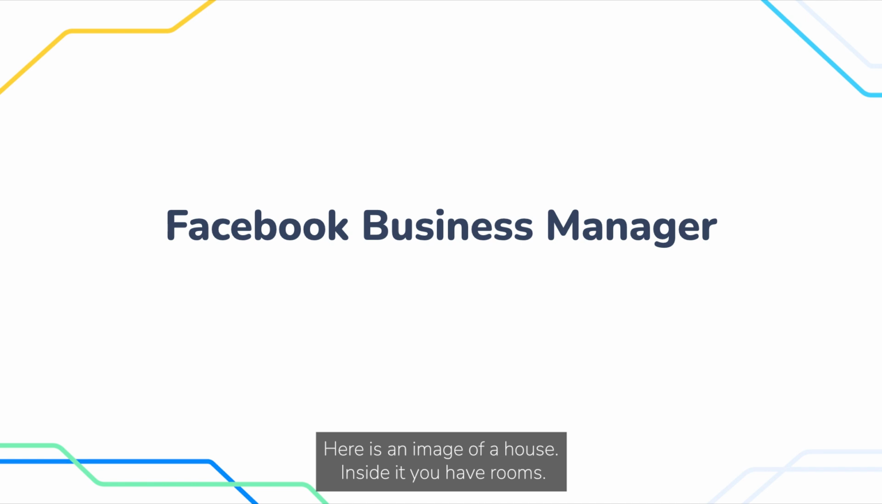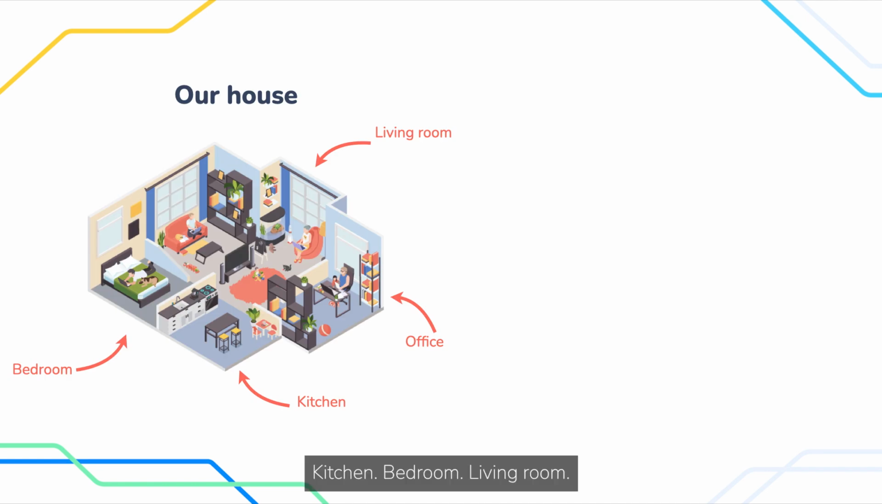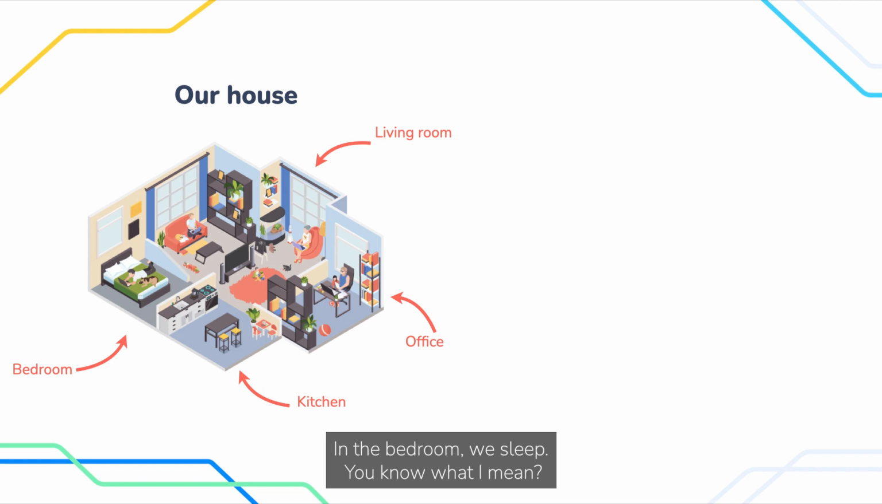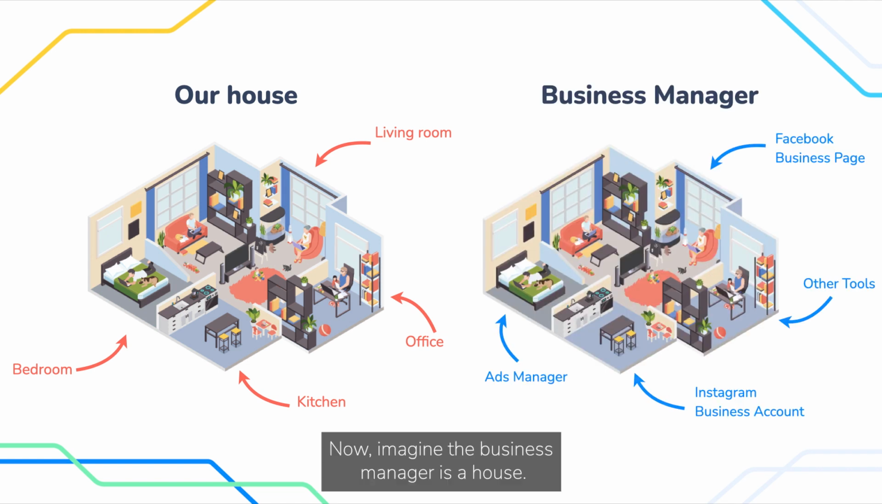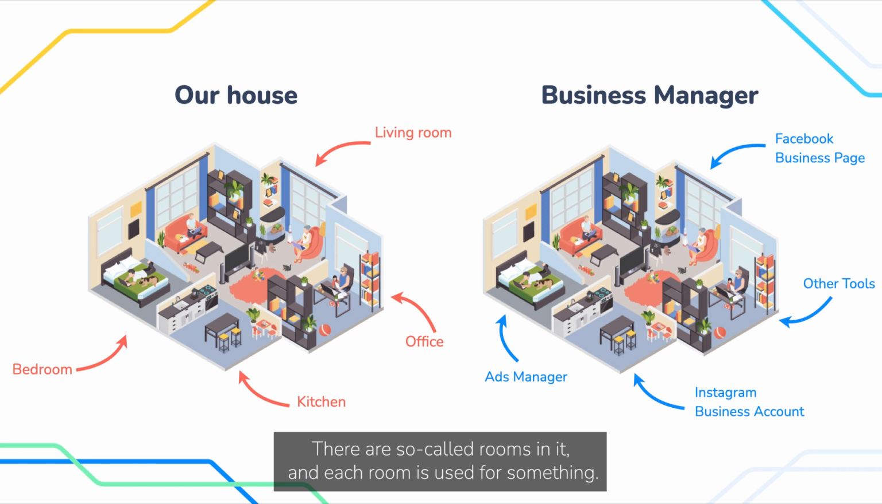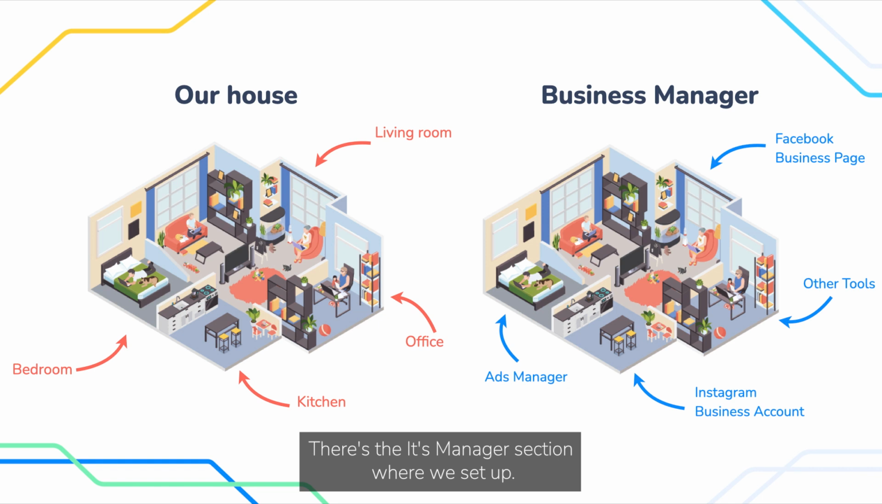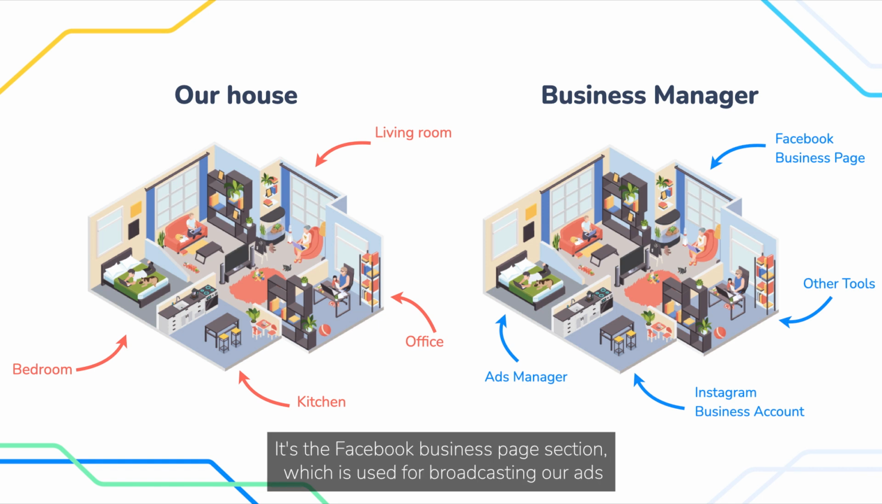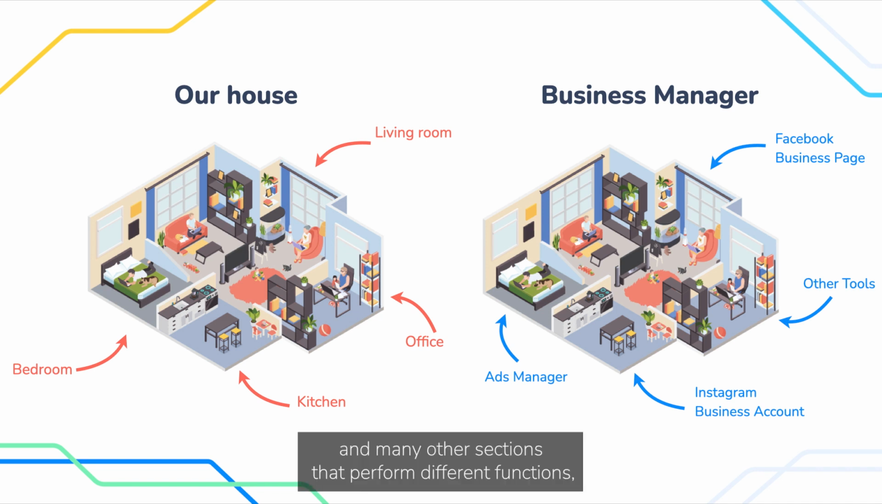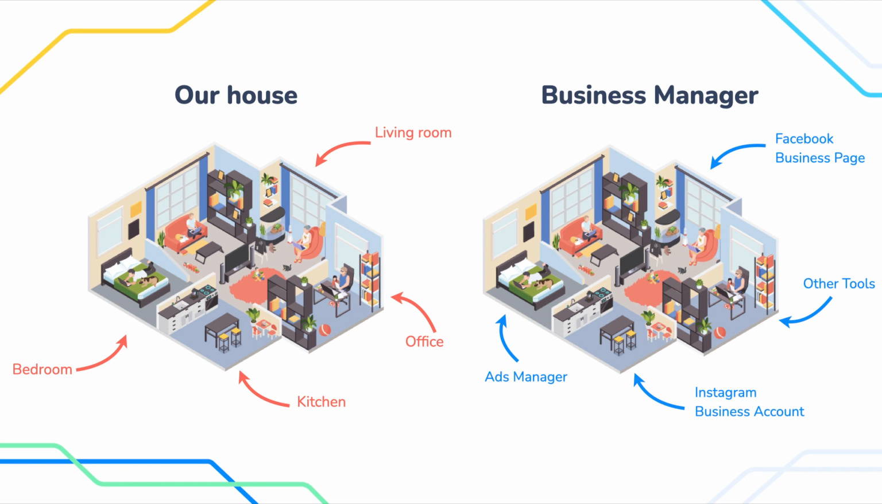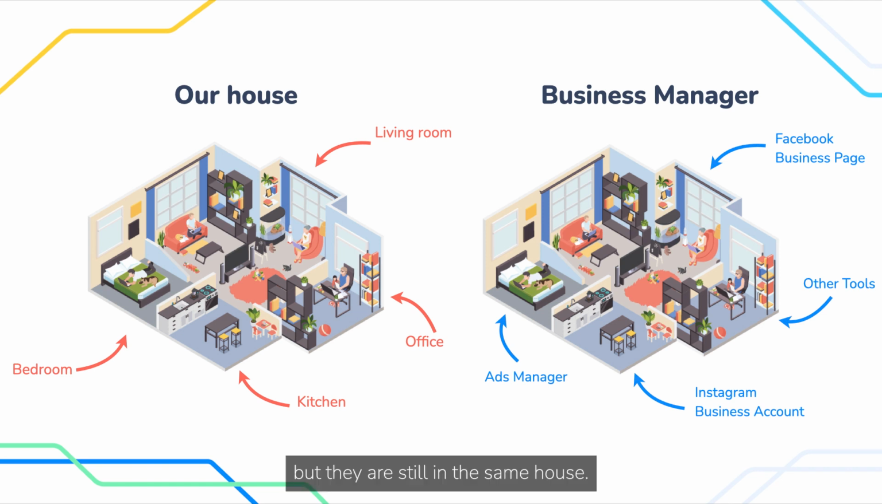Here is an image of a house. Inside it you have rooms: kitchen, bedroom, living room, and each room is used for something. In the kitchen we cook, in the bedroom we sleep, you know what I mean. Now, imagine the Business Manager is a house. There are so-called rooms in it, and each room is used for something. There's the Ads Manager section where we set up ads, the Facebook Business Page section which is used for broadcasting our ads, and many other sections that perform different functions. But they are still in the same house, one Business Manager environment.